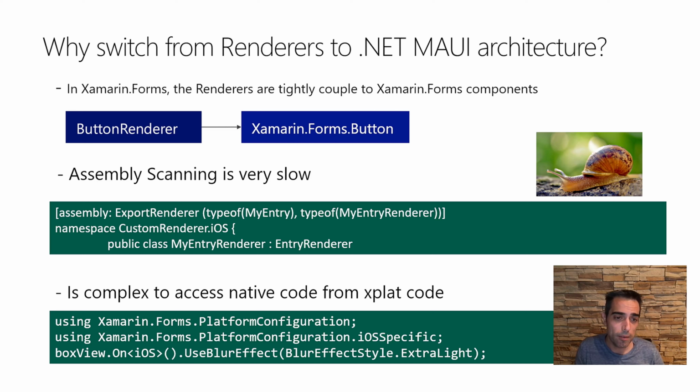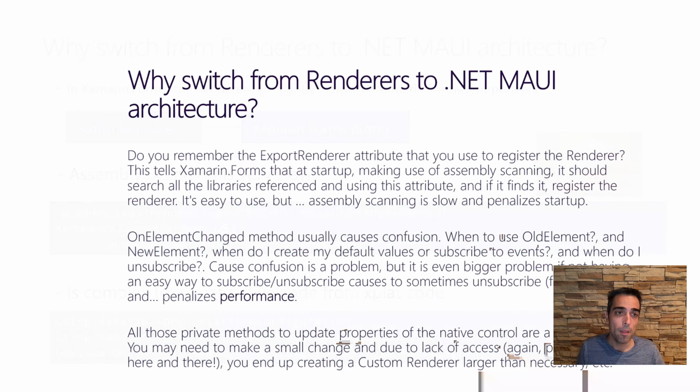And then the other thing related to this is access to native code from the cross-platform layer. It's complex, and sometimes it's not clear how to do it. So that's why we changed it, plus other options like some APIs that create some kind of confusion. For example, with the renderers, we were using the OnElementChanged method that used sometimes the new element or old element properties, and that causes some confusion. Like when should I use what, and when should I subscribe or not subscribe to some event, etc.